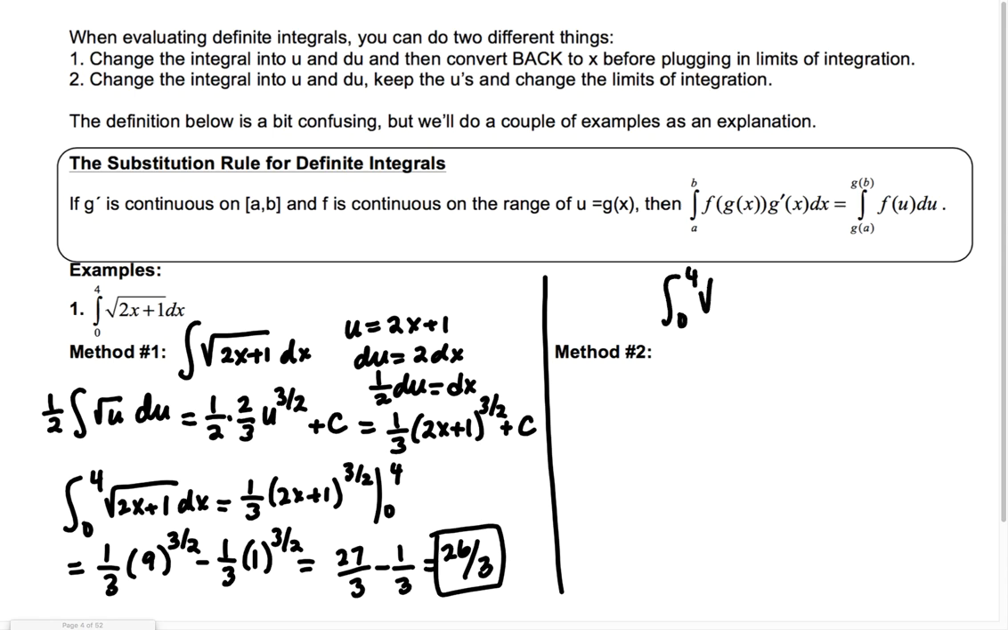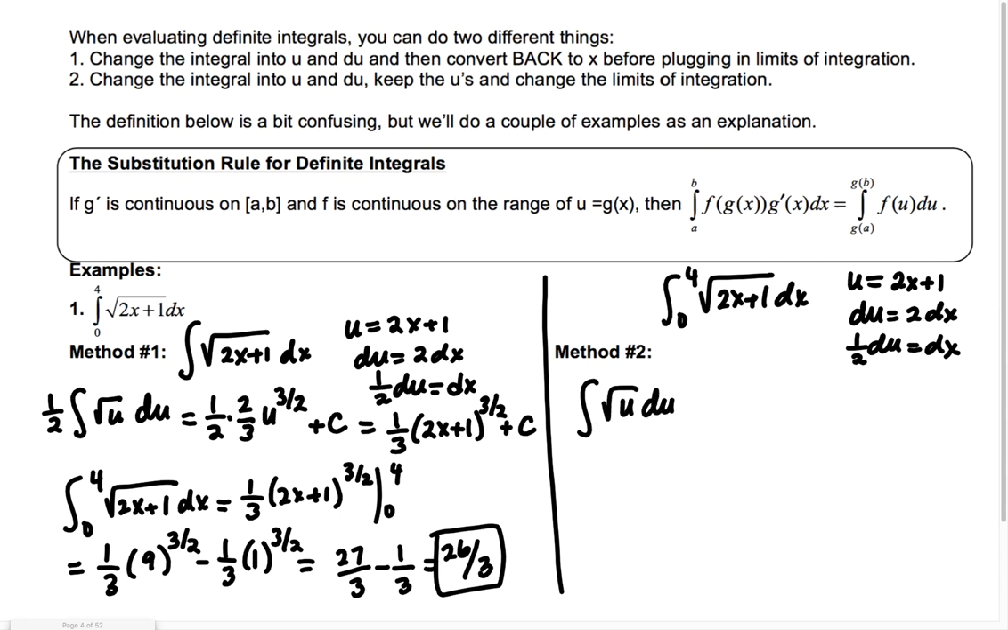Okay, so we started out the same way. We're like, well, I have the integral from 0 to 4 of 2x plus 1 dx. And I would need to let my u be 2x plus 1. Du then would be 2 dx, so I'd have 1/2 du equals dx. So see how that's the same first step. And as we start replacing, I have the square root of u, I have my du, and I have a 1/2.